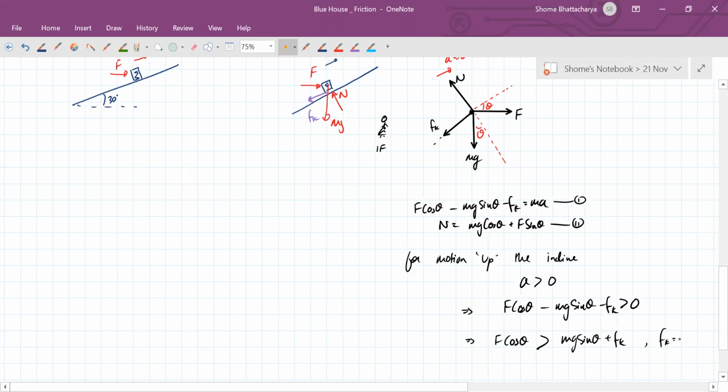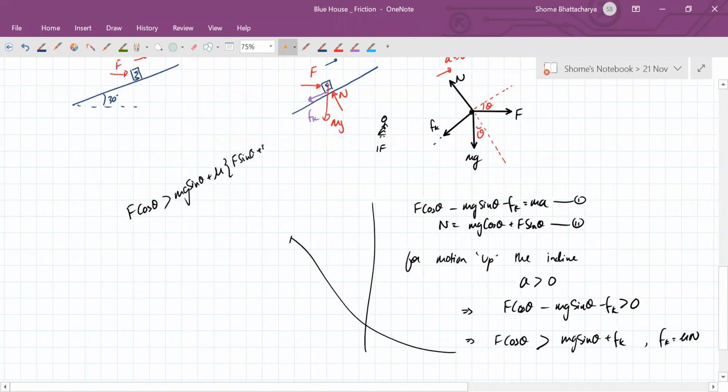Now we put kinetic friction as mu N, okay, from here. So this equation will now convert to this, that F cos theta is greater than mg sin theta plus mu into F sin theta plus mg cos theta, like this. Okay, so you will get F is greater than this kind of thing, mg into sin theta plus mu cos theta upon cos theta minus mu sin theta.